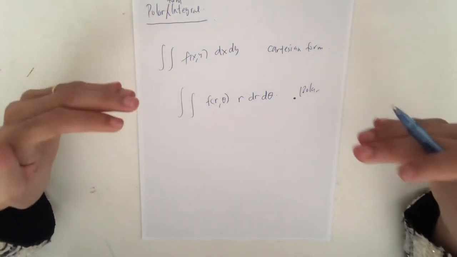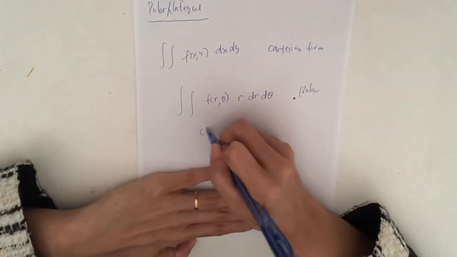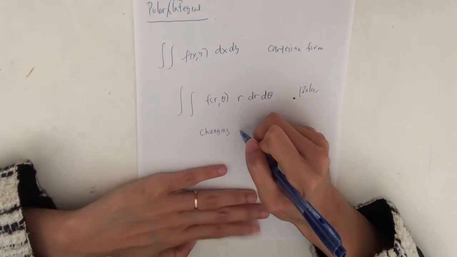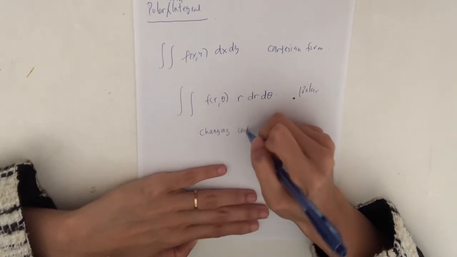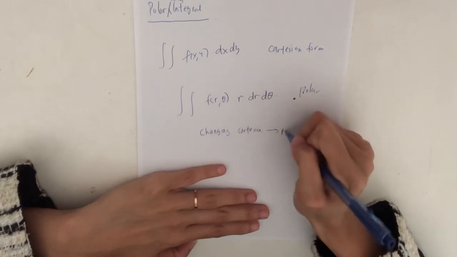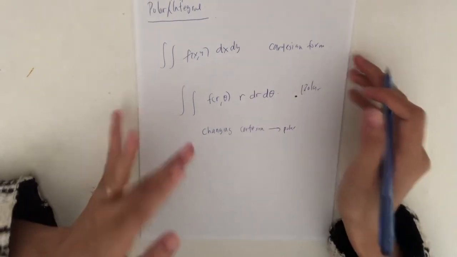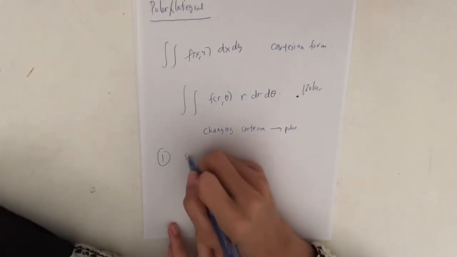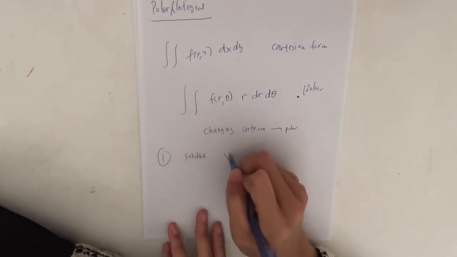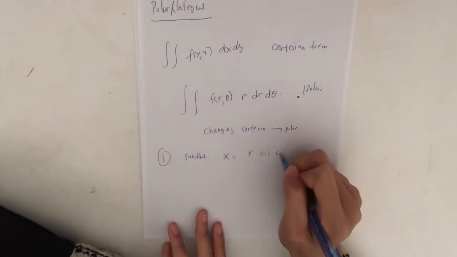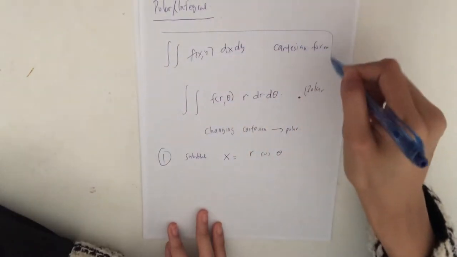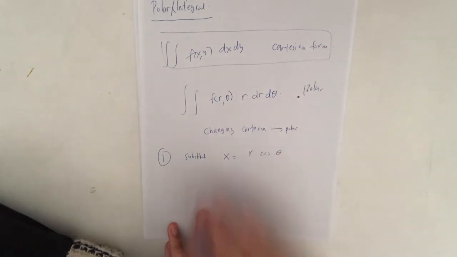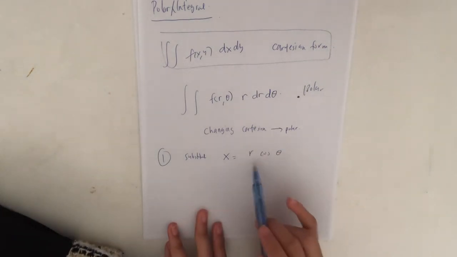From Cartesian, we want to change to polar form. Changing from Cartesian to polar, the first step you need to do is to substitute. This is your original question, given in Cartesian form. So how do we change it to polar? In the first step, we let x equal to r cos theta.